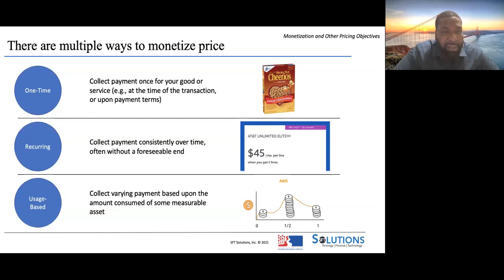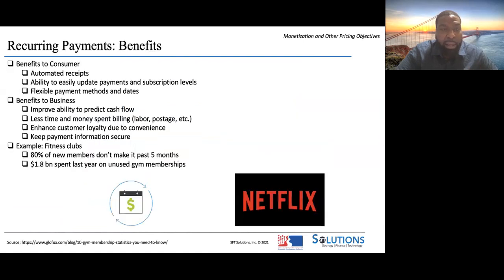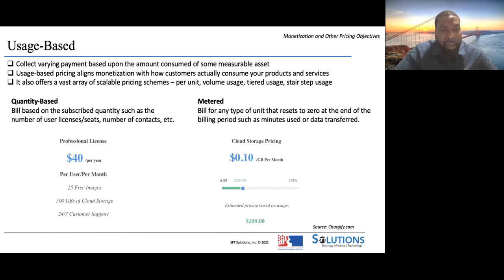The other way to monetize is basically pay based on how much of a good that a customer consumes. So I guess WAPA would be a good example of that. You pay based on how much energy you use. So one time, fairly self-explanatory. Recurring. Here are the benefits of recurring. It's easy to administer, automated receipts, flexible payment method and dates. You guys are well familiar with Netflix. Usage-based. This is some of the same stuff we were talking about with WAPA, but those are the different ways that you can monetize, and it's interesting to play around with the different ways of monetization to maximize your profit.